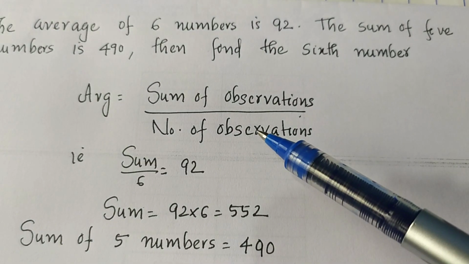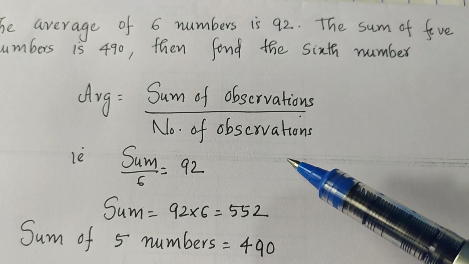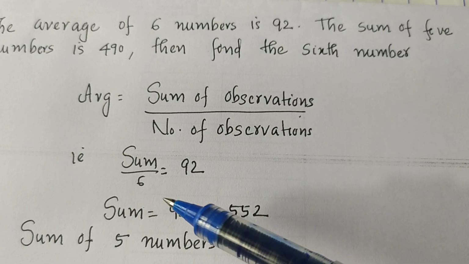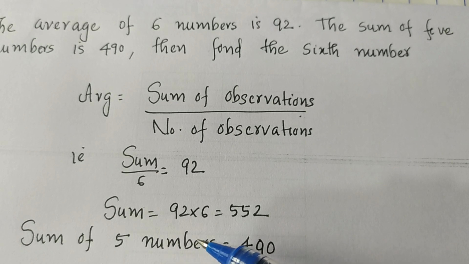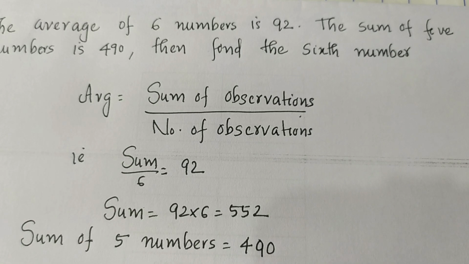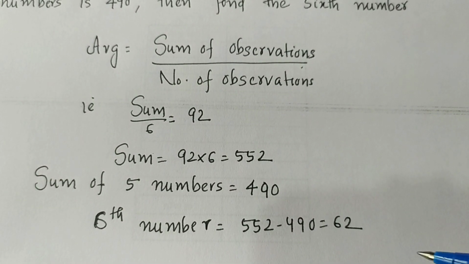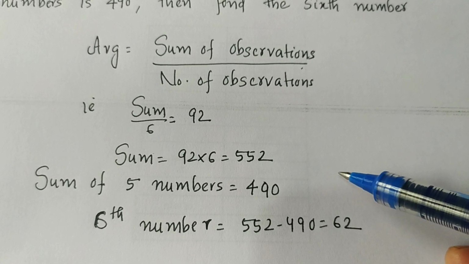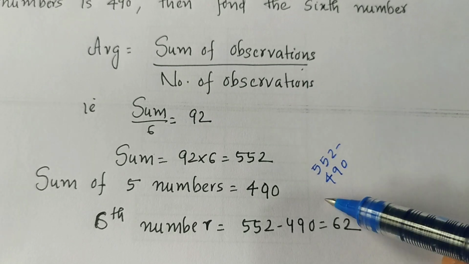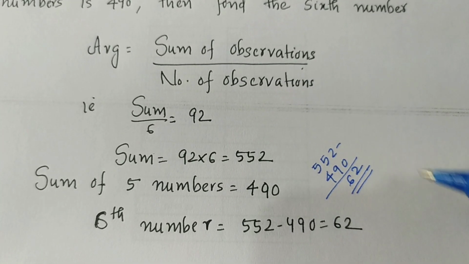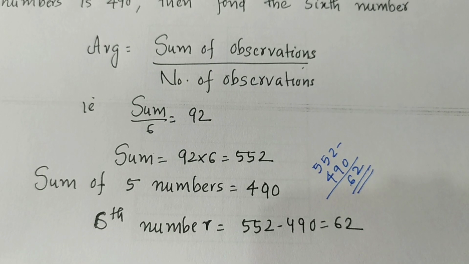We know that average is equal to sum of observations divided by number of observations. So sum divided by 6 is equal to 92. From that we will get the total sum of 6 numbers, which is equal to 92 into 6, 552. So we are also given the sum of 5 numbers, that is 490. So what will be the 6th number? We just have to subtract 490 from 552, which is equal to 62. So the 6th number will be 62.